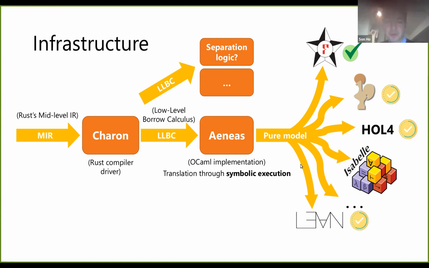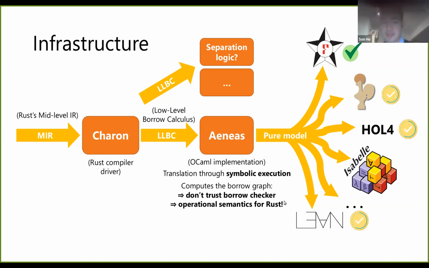The translation itself works through some sort of symbolic execution. An important point to mention is that in order to make that work, we have to compute the borrow graph. That is to say, we need to compute at every point in the function who borrows what from whom. Because of this, we have two things. First of all, we don't need to trust the Rust borrow checker to do our translation. We do the borrow checking ourselves. And also, along the way to getting to this symbolic execution mechanism, we had to come up with some operational semantics for Rust and its borrow mechanism. And this is one of the contributions of our work.